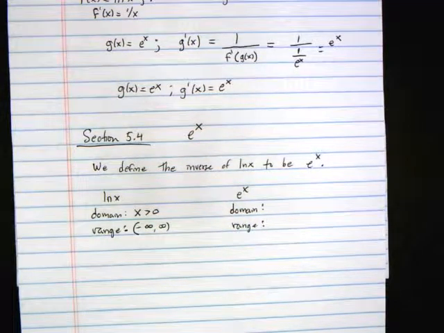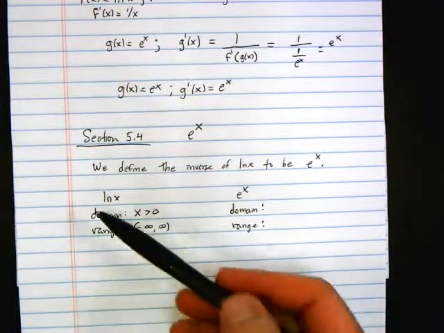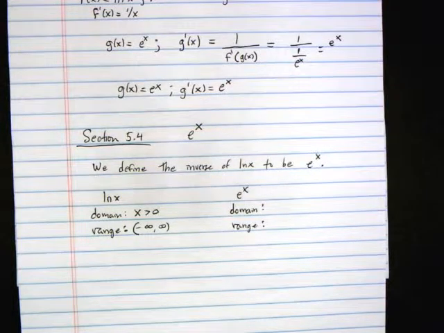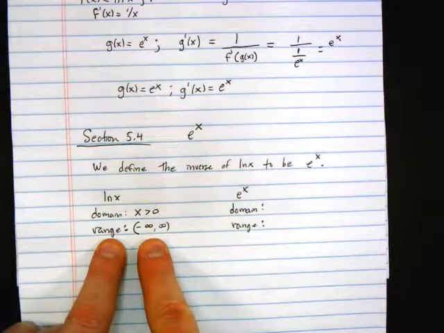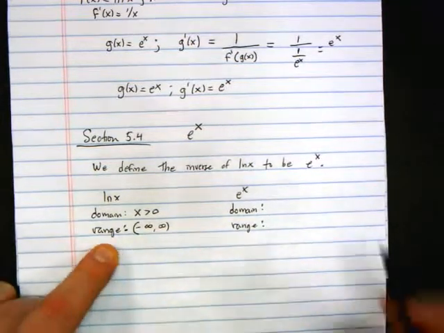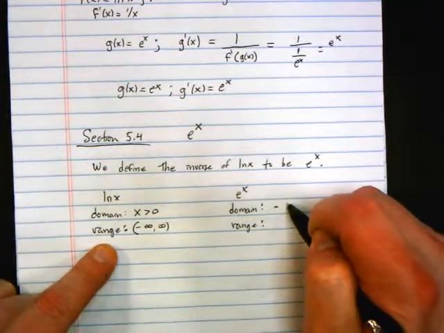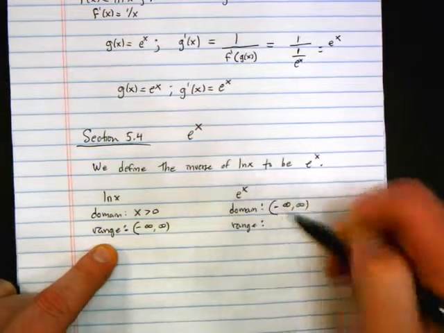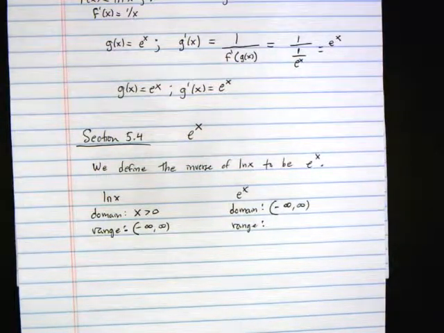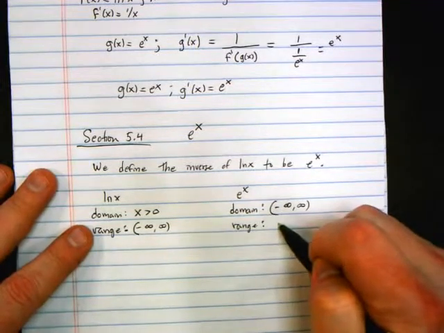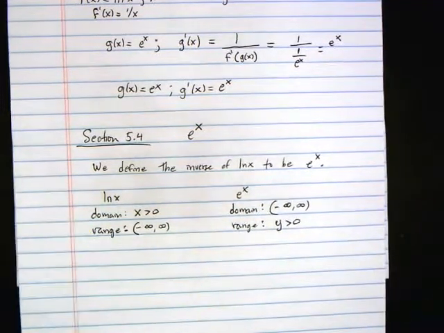What's the domain of e to the x? Negative infinity to infinity. Why? Because it's the range we're talking about. What do inverses do? Inverse flops the x's and the y's. So if the range of ln x is negative infinity to infinity, then the domain of e to the x must be negative infinity to infinity. And in a similar manner, what's the range? y is greater than 0. All right, there's your domain and range.